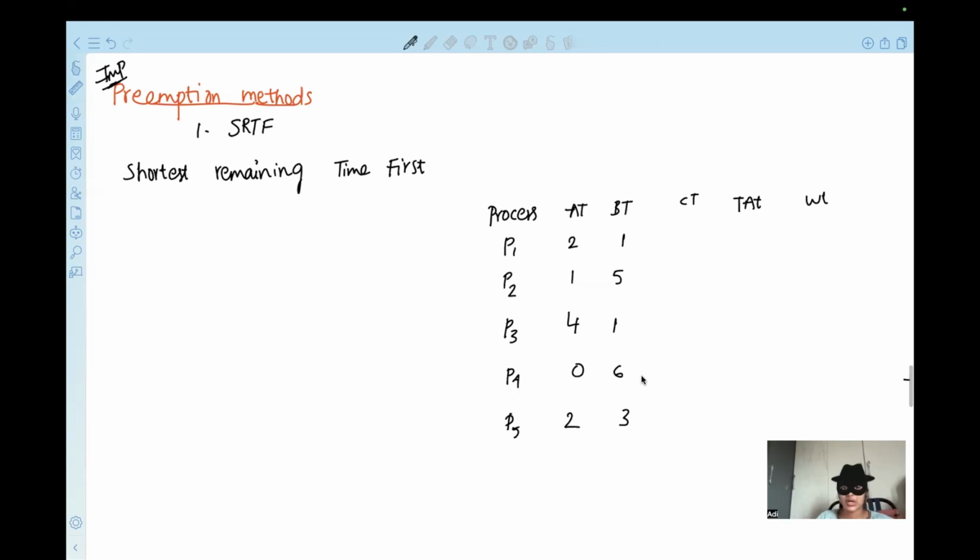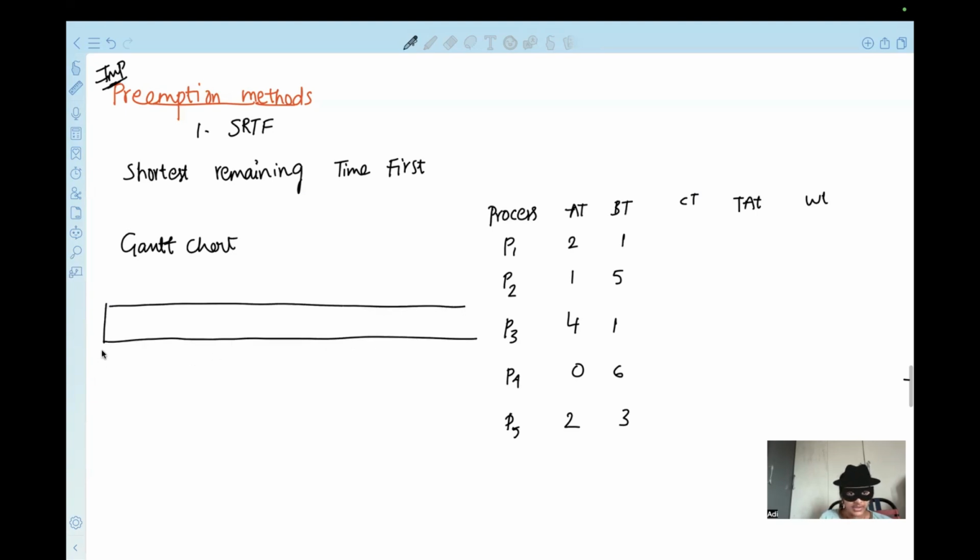In shortest remaining time first, what is the criteria that we are following? Here we will remove the processes. If another process is getting into the CPU, we'll make the Gantt chart. Here we will always assume 0 as the arrival time. So at 0 we are starting. At 0, is there any process coming? Yes, P4 is coming.